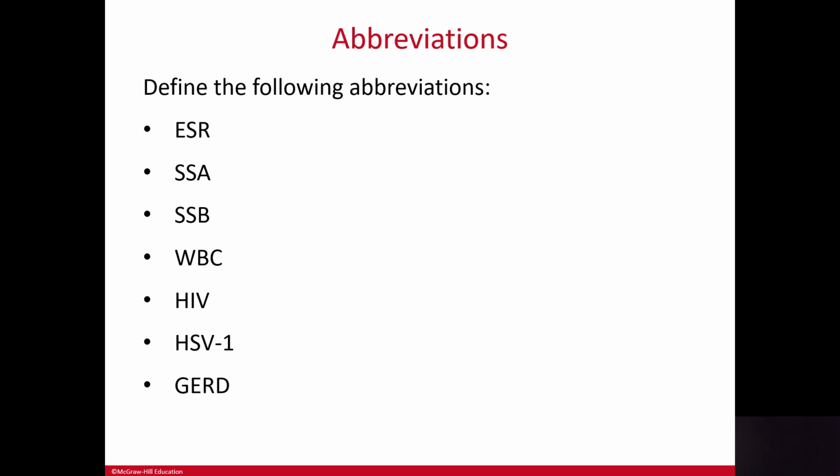All right, and some abbreviations. There's a couple of abbreviations listed in your text. The first three are found in the case study referring to the patient with Sjogren's syndrome. ESR means erythrocyte sedimentation rate. That's a lab test that looks for inflammation. The next one is Sjogren syndrome antibody A. The second one is Sjogren syndrome antibody B. The next one is white blood cell. The next one is human immunodeficiency virus. The next one is herpes simplex virus type 1. And then the last one is gastroesophageal reflux disease.